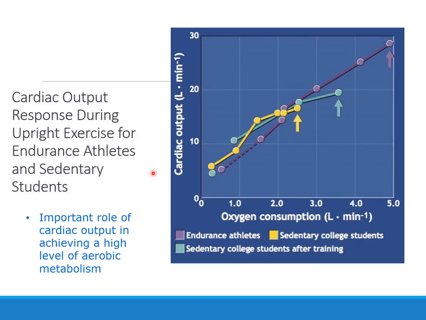So next is the cardiac output response during upright exercise. Now we're comparing cardiac output instead of stroke volume. So you can see stroke volume had that kind of leveling off at a certain point, but you can see that cardiac output actually follows this linear relationship with our VO2. So as VO2 gets more intense or increases, we also see this linear increase in cardiac output.